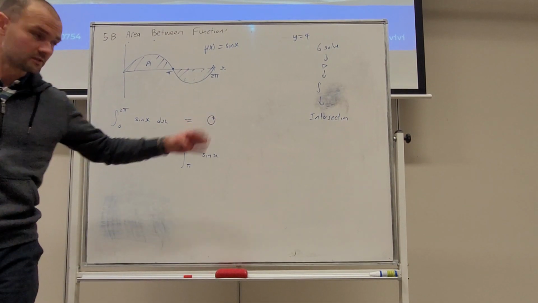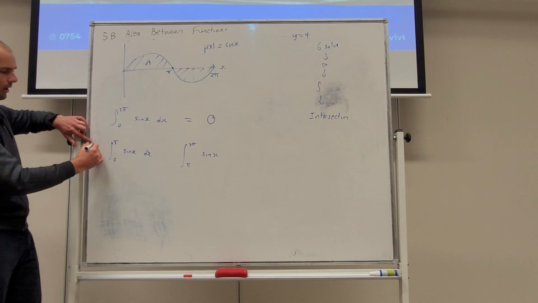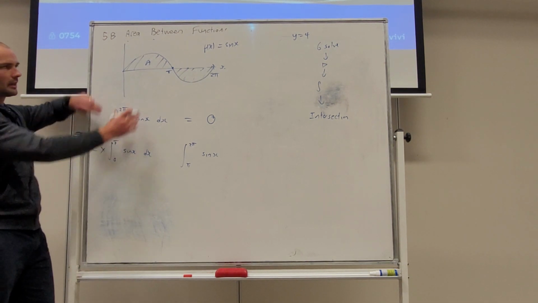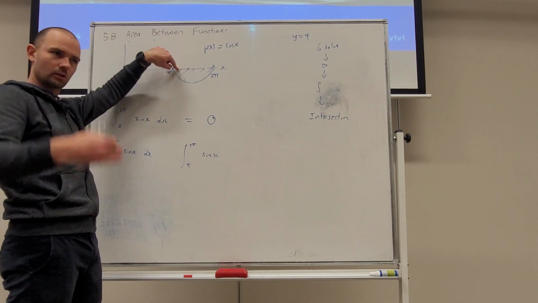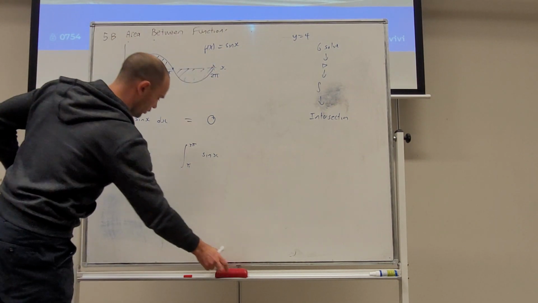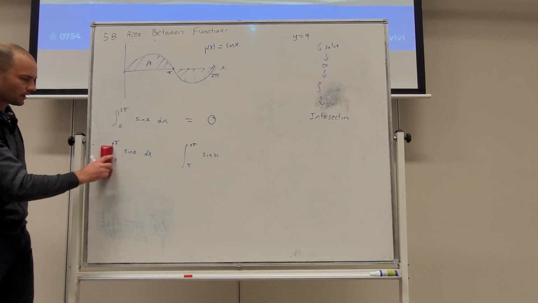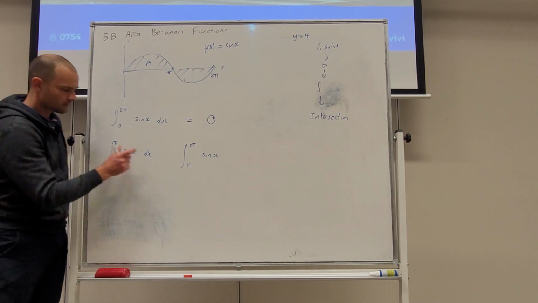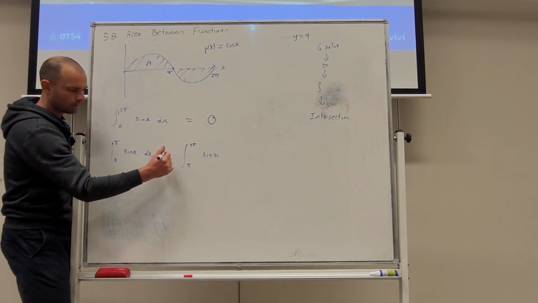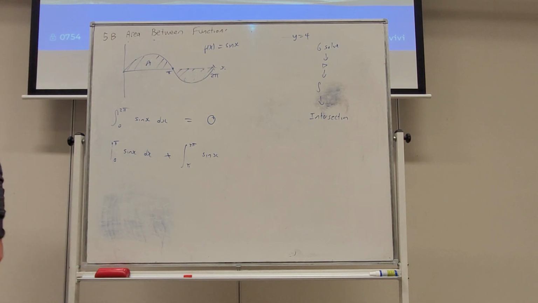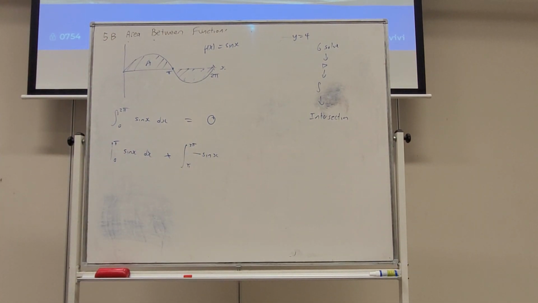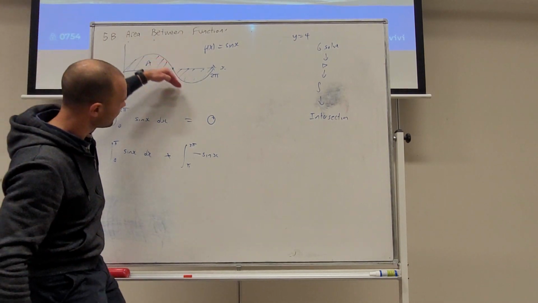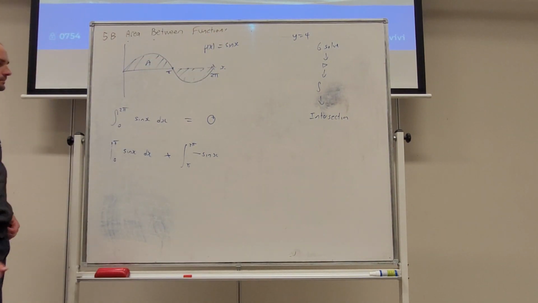Another thing we could, of course, do as well is just go from 0 to pi and take 2 lots of them, because that area there and that area there are the same. They're symmetrical. Okay, let's do this one. So we're going from 0 to pi of sine x plus from pi to 2 pi of negative sine x, negative because over that interval, it is below the x-axis.